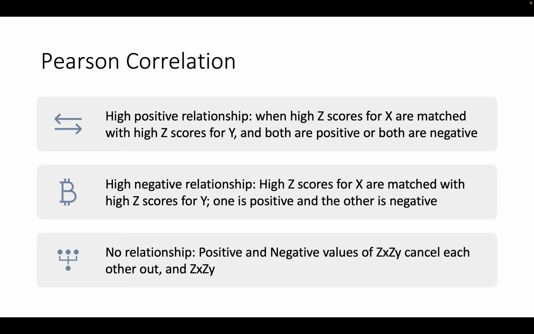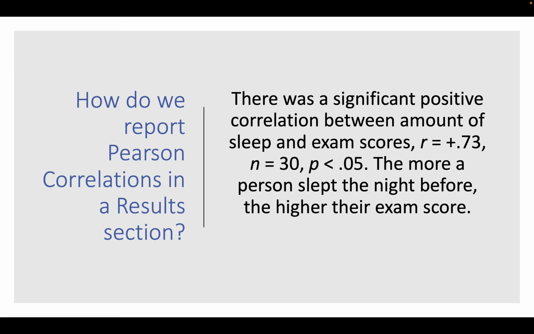So a little more on Pearson correlation values. You will need to know this. A high positive relationship is when both z-scores are high and they are both positive or both negative. A high negative relationship is when both z-scores are high and one is positive and one is negative. And no relationship would be positive and negative values of your z-scores that cancel each other out.